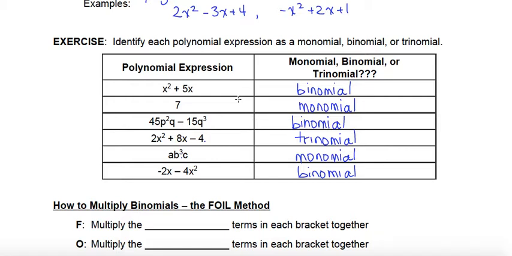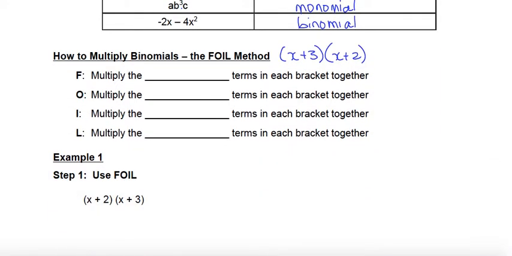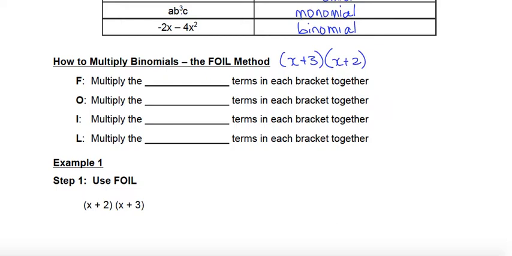So when we want to multiply binomials, and binomials are 2 terms, it could be, for example, x plus 3 times x plus 2. This would be an example of multiplying 2 binomials. We have 2 binomials, we put them in brackets, and we're going to try to multiply them out together. In order to multiply binomials, we need to use the FOIL method. So what does FOIL stand for? Well, FOIL is an acronym that helps us remember to multiply every term by every term.